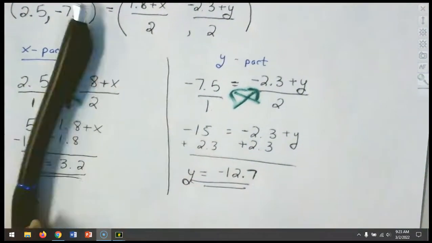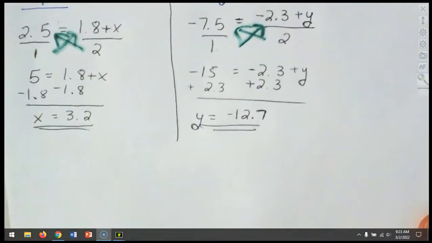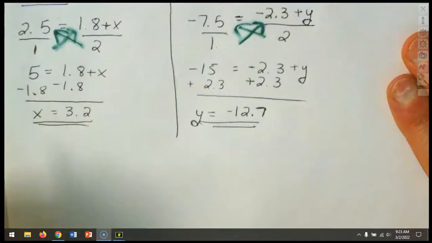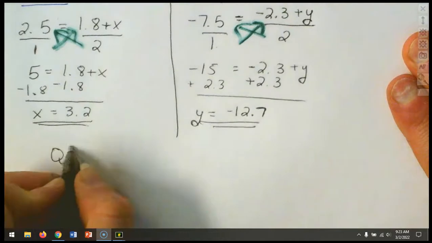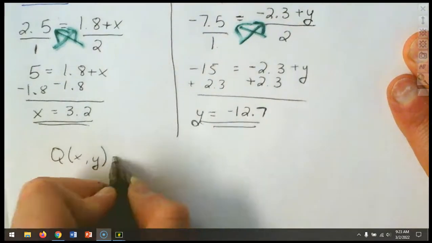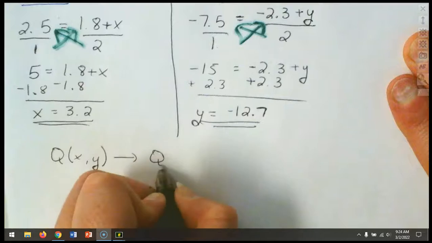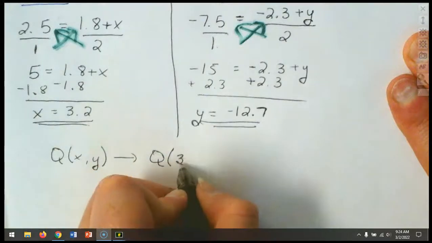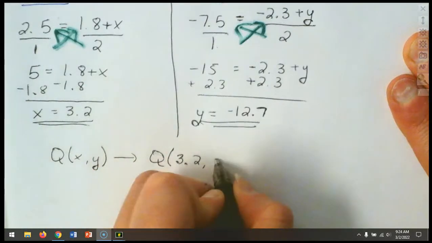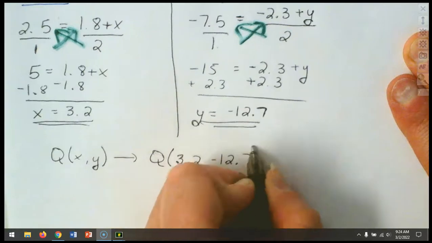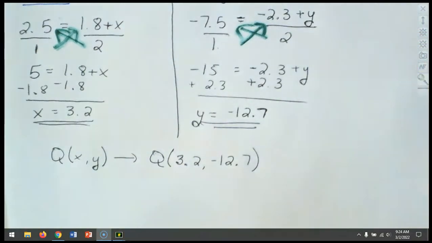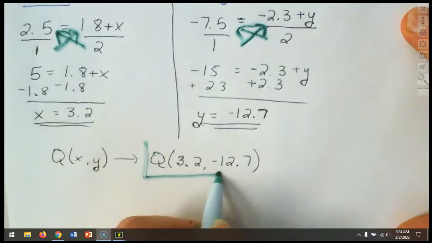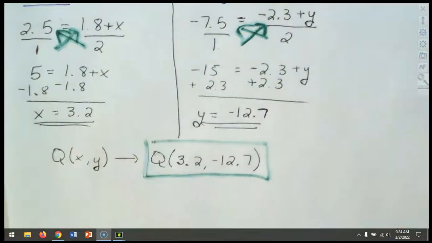And so what's our answer look like as an ordered pair now? Well, we're trying to find Q, and Q was xy. So that means that Q is now 3.2, comma, minus 12.7. There is your final endpoint there.